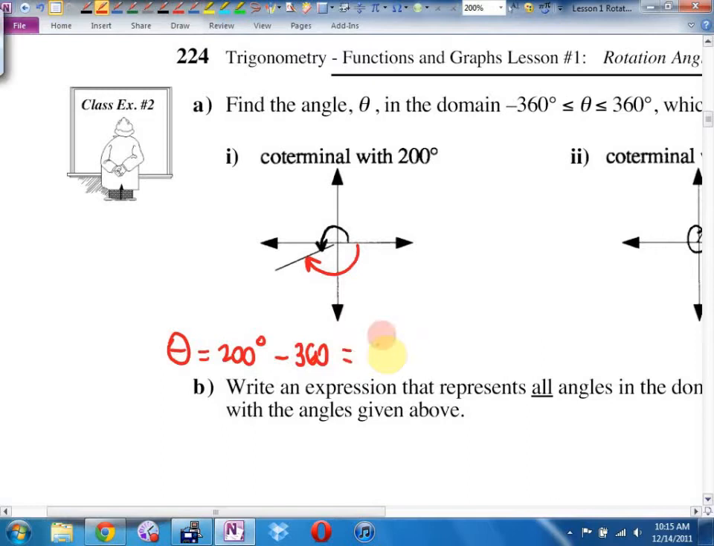I think, isn't it negative 140? Oh no, it is negative 160. I stand corrected. Mr. Dueck, bad math. This angle right here is negative 160 degrees. It's coterminal to positive 200 degrees. You end up in the same spot.